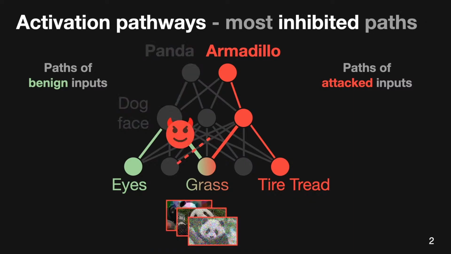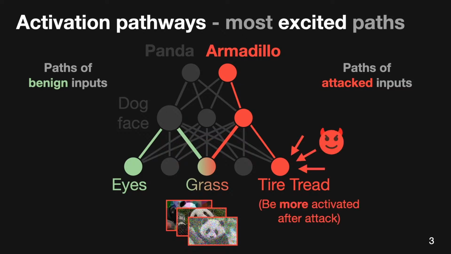Bluff also visualizes the most inhibited paths by the attack to uncover where the attack is blocking the signals to the benign path. Also, Bluff visualizes the most excited paths by the attack to uncover where the attack stimulates and induces the activation pathways going towards wrong directions.